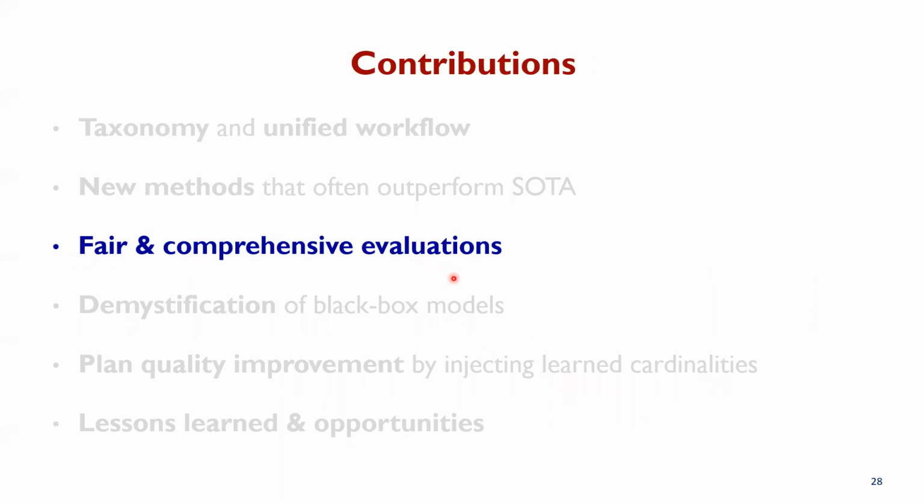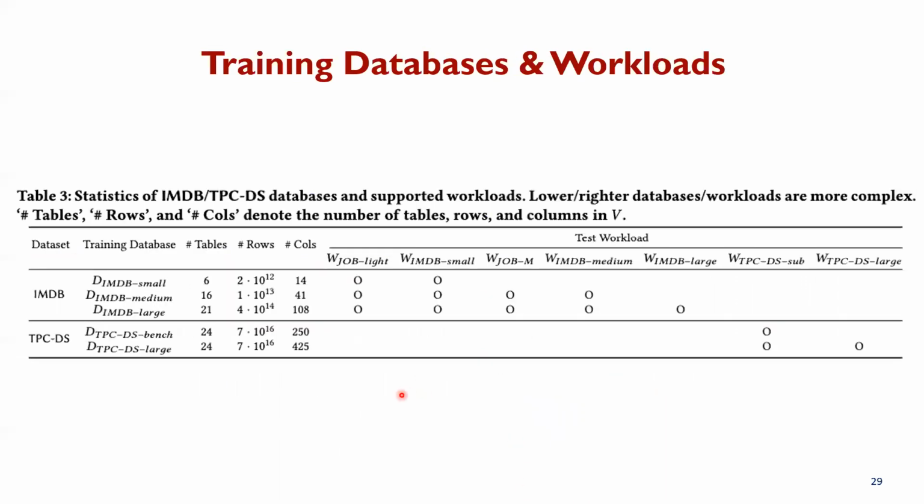Third, fair and comprehensive evaluations. And here's the table of our training databases and workloads. We use sub-databases of IMDb and TPC-DS of different sizes, where we have small, medium, and large size databases for IMDb. And you can see the number of tables, rows, and columns in the full join table. For workloads, we have a synthetic workload with the same name as the training database, like WIMDB small. This is generated from the corresponding database.